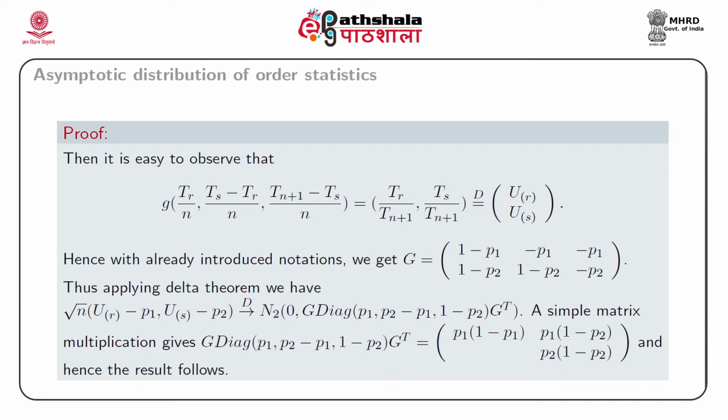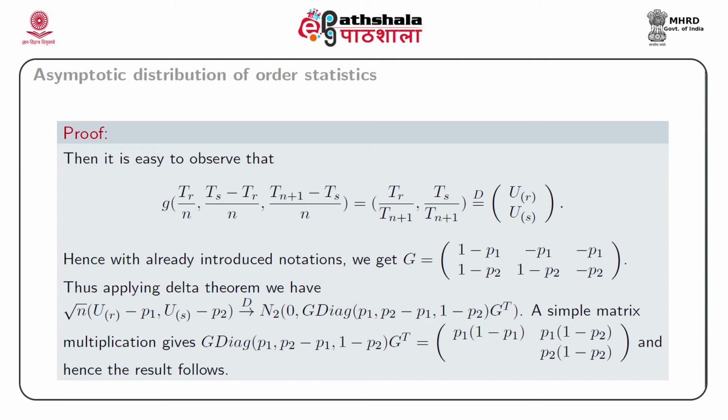Thus, applying delta theorem, we have the large sample distribution of U_(r) and U_(s) as a bivariate normal with mean 0 and dispersion matrix G multiplied by the diagonal matrix with elements p1, p2 − p1 and 1 − p2, whole thing multiplied by the transpose of G. Now, a simple matrix multiplication gives this asymptotic dispersion matrix as a matrix which has the desired form as given in the result, and therefore we get the result.